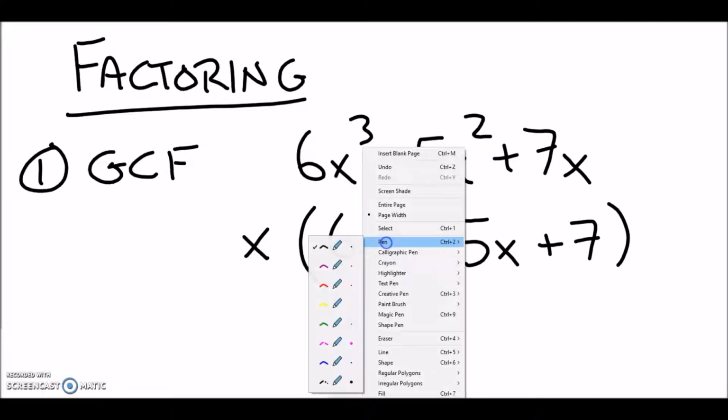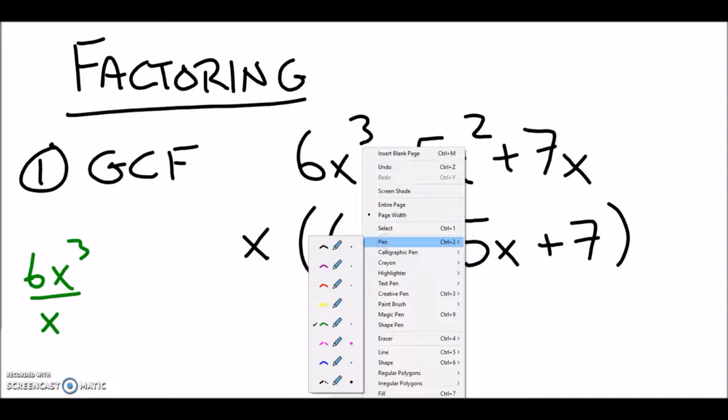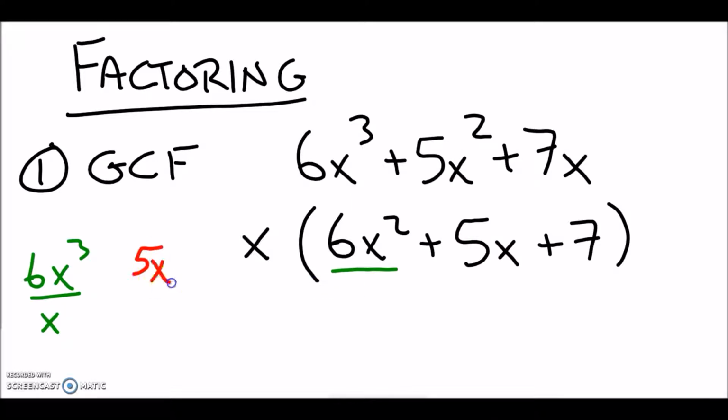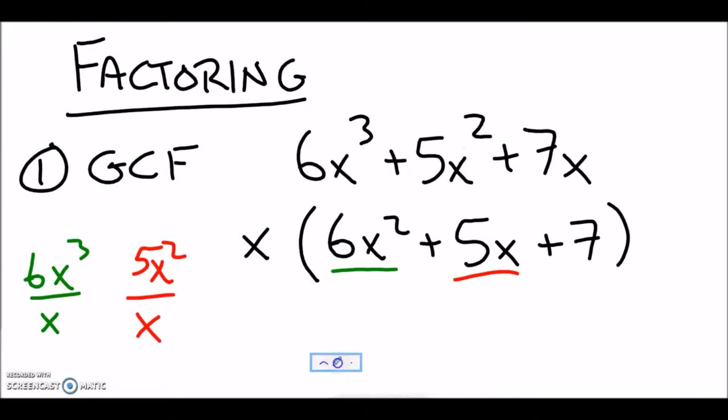So again, what we're doing off to the side or in our head, 6x cubed divided by x is 6x squared. 5x squared divided by the x in front is 5x. And 7x divided by x is just our 7.